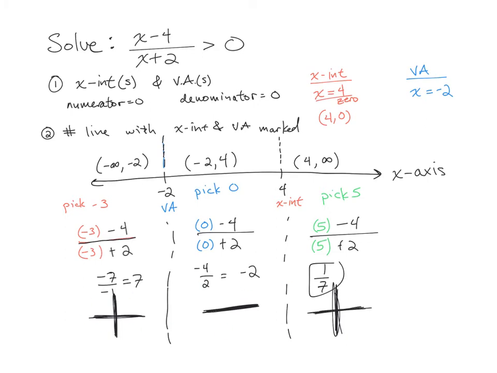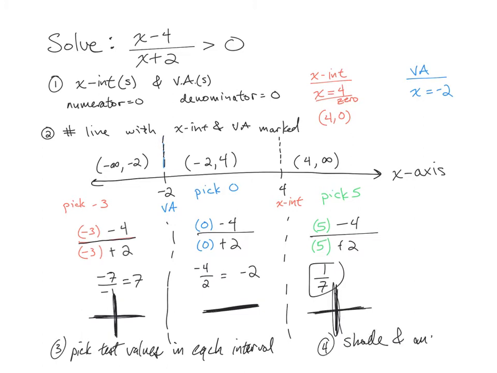So that was step 3. We had to pick test values in each interval. There we go. And then we actually had to evaluate those test values in the function. Cool. The last step, we can just shade. I mean, that's it. Step 4 is shade and answer.